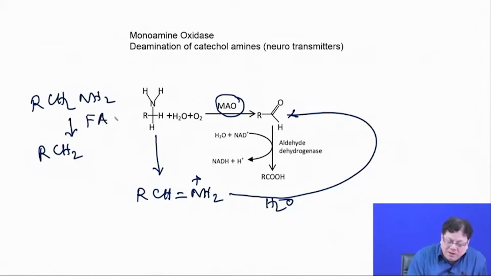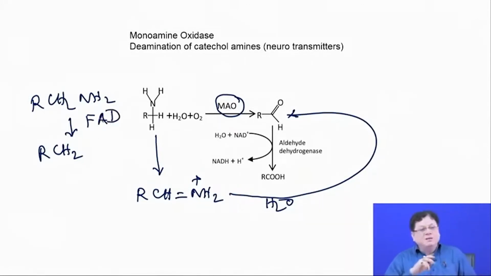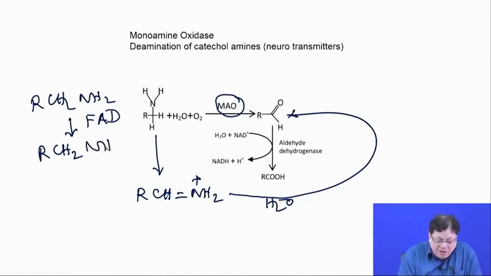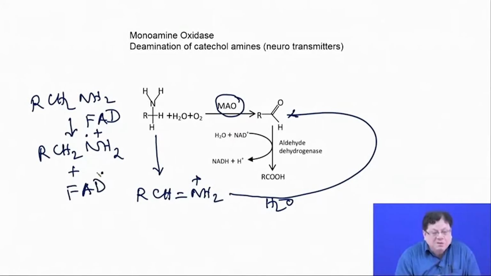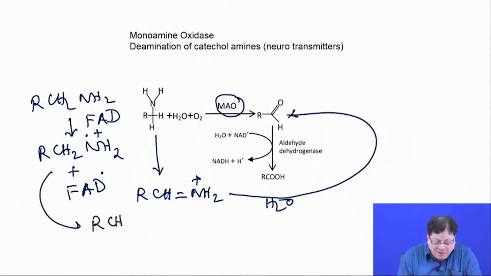It is, you know this, FAD. What is FAD? Flavin adenine dinucleotide. Okay. So, that takes up this electron and then it goes to RCH2NH2 dot plus, and in the process FAD goes to FAD dot. So, one electron goes from the nitrogen, because that is where it is most available, and then what happens? FAD dot, then to cut the story short, that loses the hydrogen.